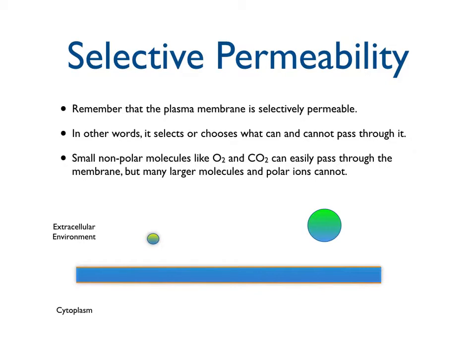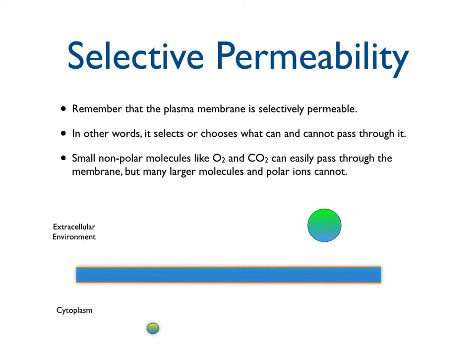Take a look at the figure on the screen. The blue rectangle represents the inner space of the plasma membrane, and the orange lines on either side mark the boundaries of the internal and external surfaces of the membrane. Notice that in the extracellular space surrounding the cell, there are two different molecules. The molecule on the left is much smaller than the molecule on the right. Let's assume that the molecule on the left is a molecule of oxygen gas. Because oxygen is small and uncharged, it can easily pass through the plasma membrane.